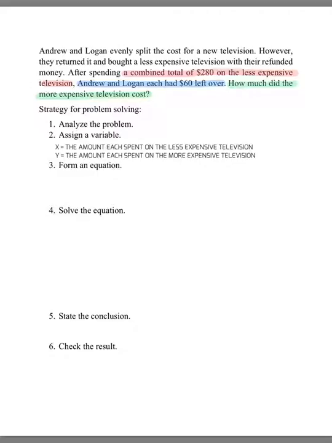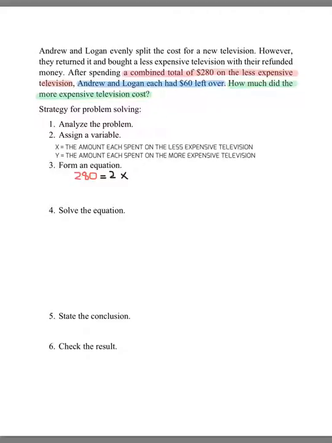So here we go. We know that for the less expensive television, they spent $280. Now, each paid a certain amount, and they paid the same amount. So whatever amount they paid, which is x, we have to multiply it by 2 in order to account for the fact that they each paid that amount. That's going to be our first equation: 280 is equal to 2x.